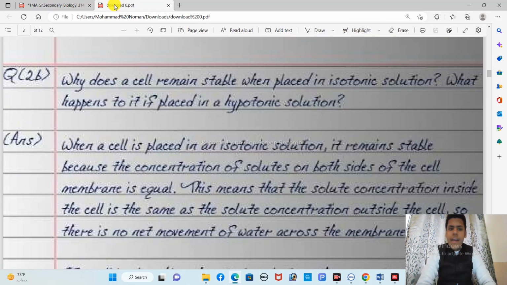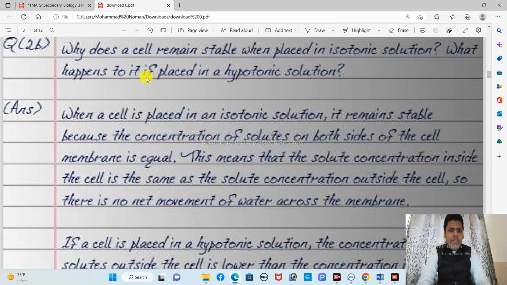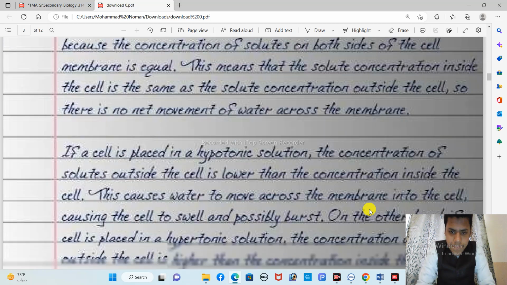When a cell is placed in an isotonic solution, it remains stable because the concentration of solutes on both sides of the cell membrane is equal. This means that the solute concentration inside the cell is the same as the solute concentration outside the cell. So there is no net movement of water across the membrane.